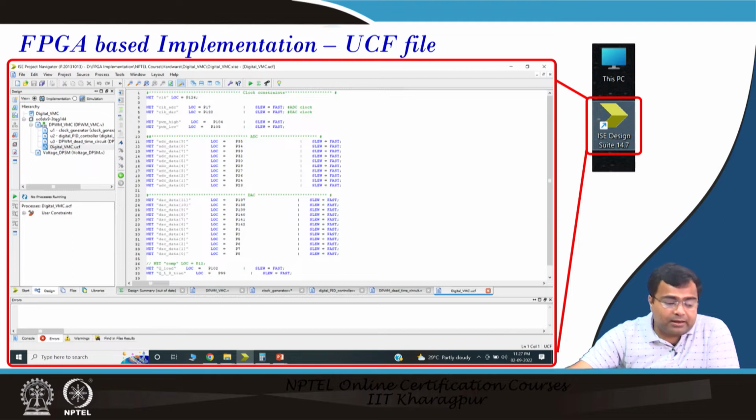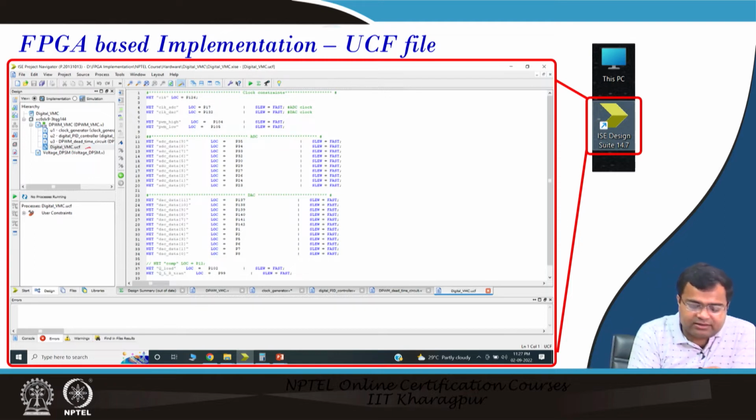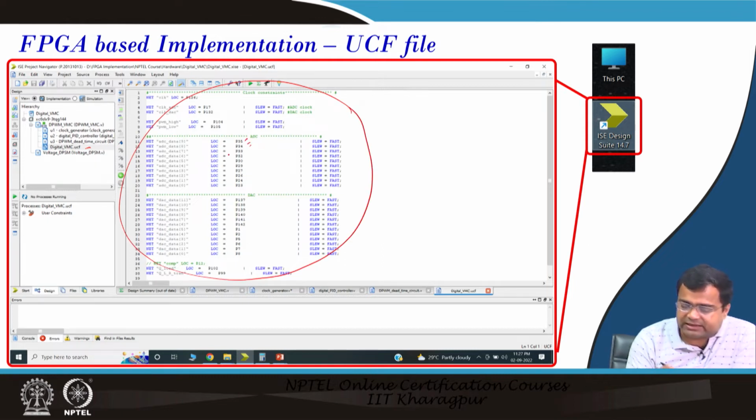Now, this is the user constraint file. You can see all these addresses are given: the 10 bit ADC vector, the 12 bit DAC, then the load address, and the transient type through a switch, and we will also consider a comparator here. This is a clock, and I think this comparator should be enabled. I do not know, it should be enabled here.